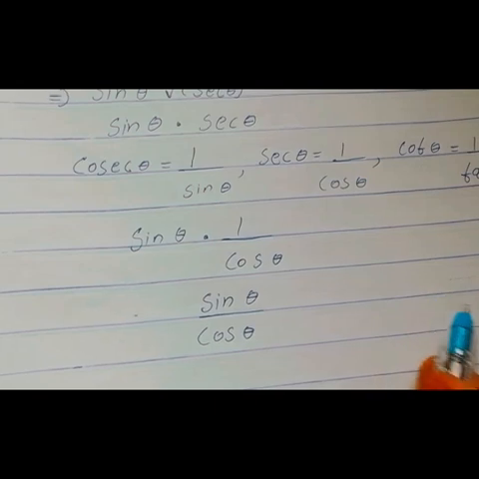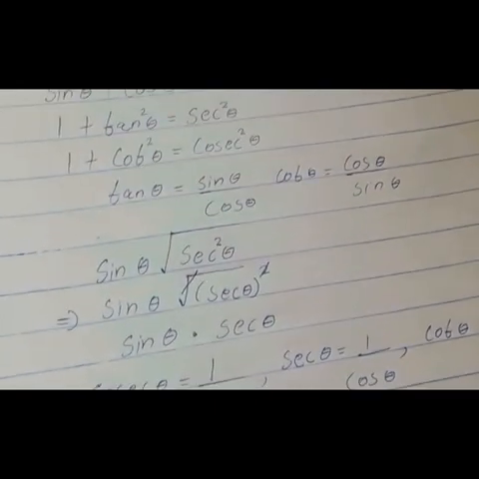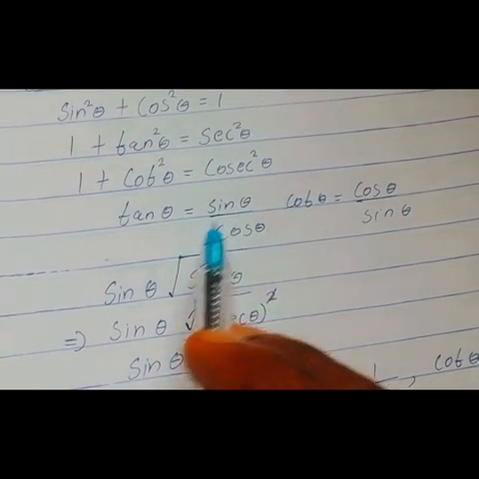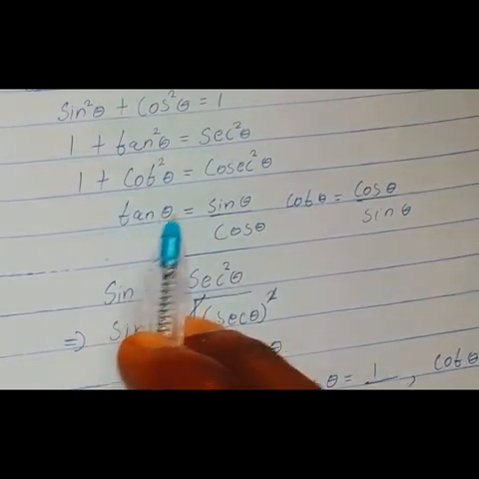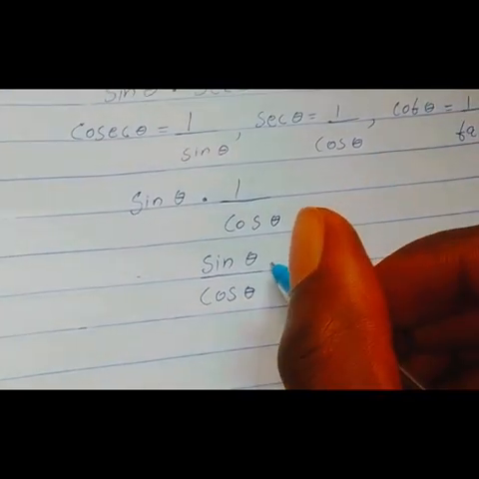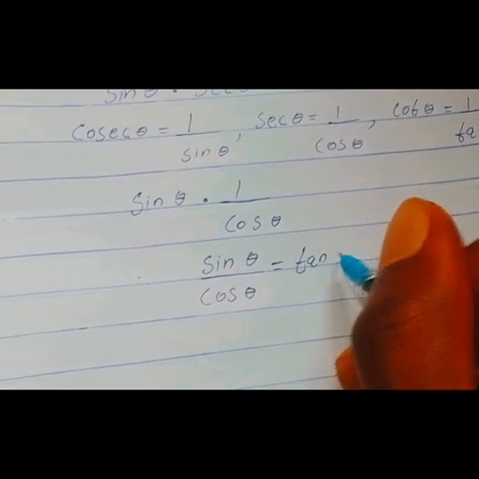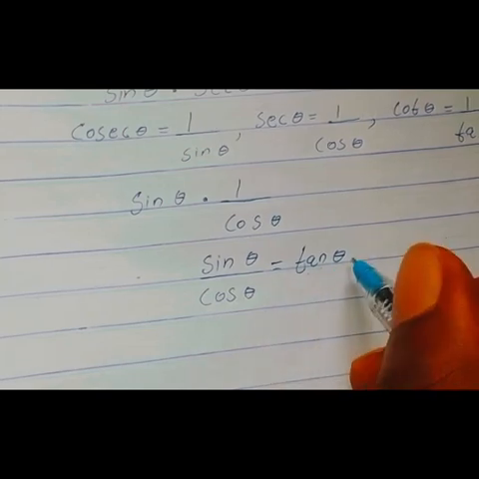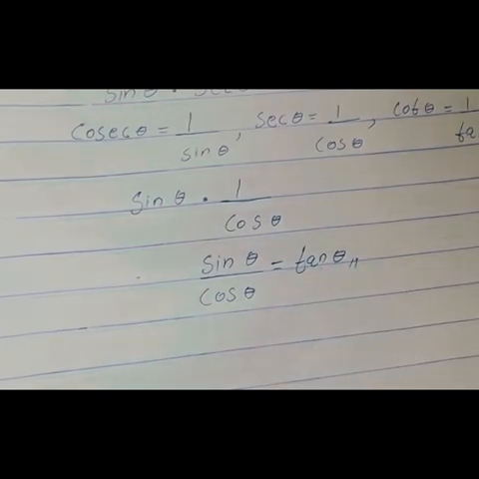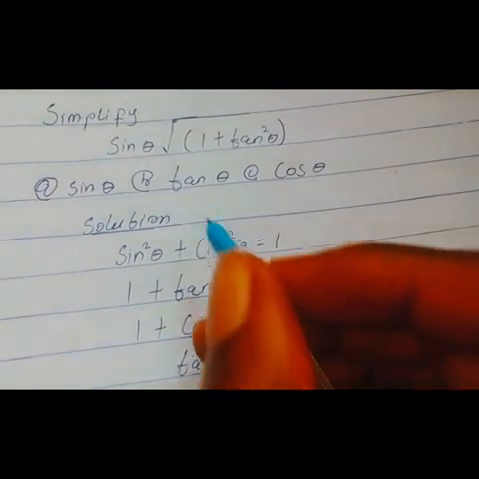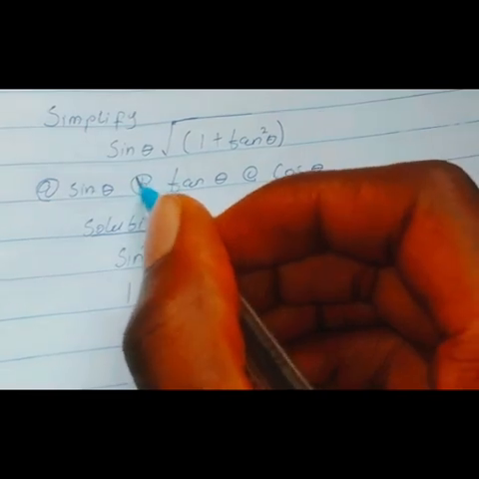Now don't forget when I was giving you the identity, I gave you something. Now look at this. Tan theta is sine theta over cos theta. So therefore, sine theta over cos theta is tan theta. You catch the point. Now from here, our answer is tan theta. We have simplified the expression. Tan theta is our answer. Now what option is the best answer there? That's option B.